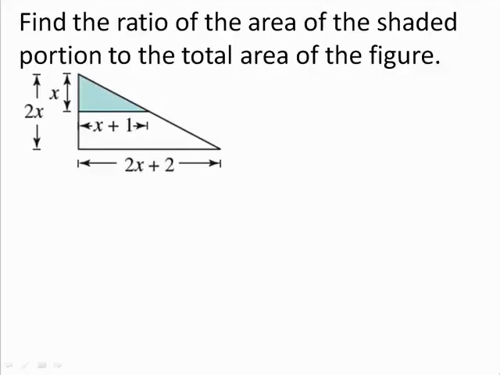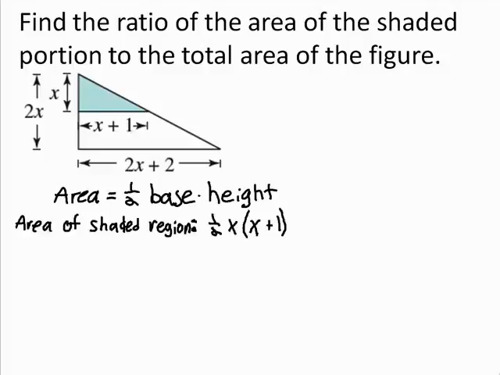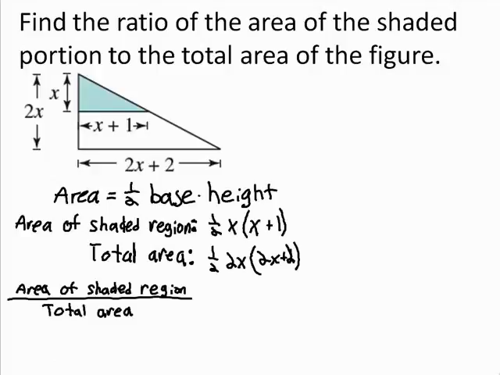Find the ratio of the area of the shaded portion to the total area of the figure. The area of the triangle is 1/2 of the base times the height. So the area of the shaded region is 1/2 times x times the quantity x plus 1. And the total area of the triangle is 1/2 times 2x times the quantity 2x plus 2. The ratio of the area of the shaded portion to the total area is the area of the shaded region divided by the total area, which is equal to 1/2 x times the quantity x plus 1 divided by 1/2 times 2x times the quantity 2x plus 2.